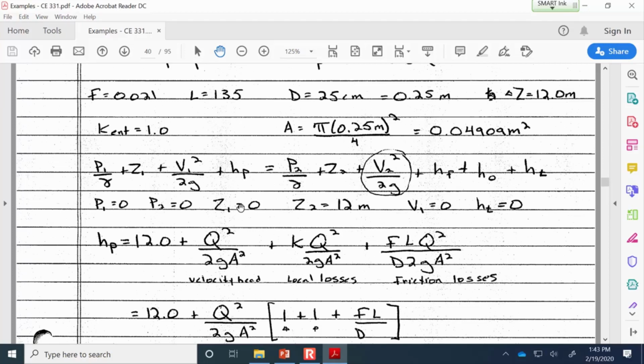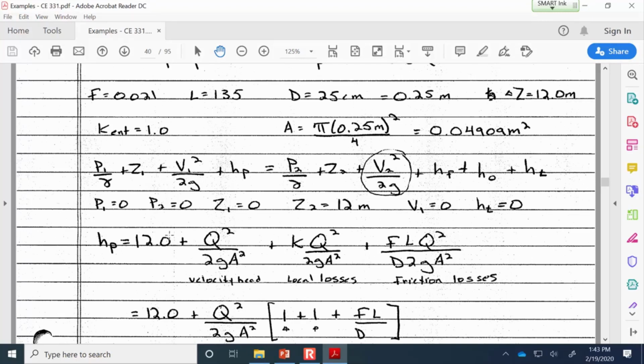And so there's going to be the velocity head term that exists because V2 is not 0. V1 is 0 because it's coming from a reservoir, but V2 is some unknown velocity. And we can also express that velocity head as Q squared divided by 2GA squared. So there's the velocity head, the local losses, and the friction losses. And those three terms each contribute to the additional energy that the pump has to add. So we have to add at least 12 meters of head just because of the elevation difference.